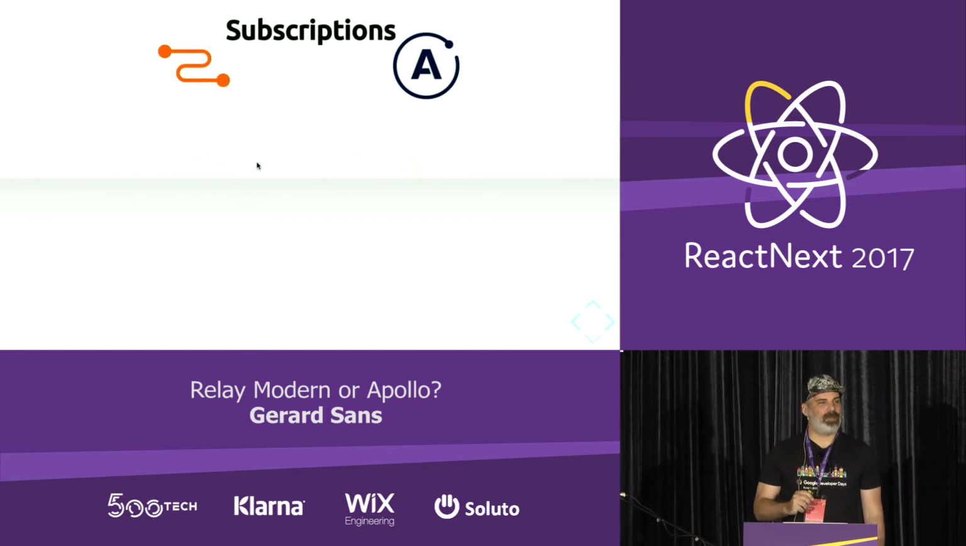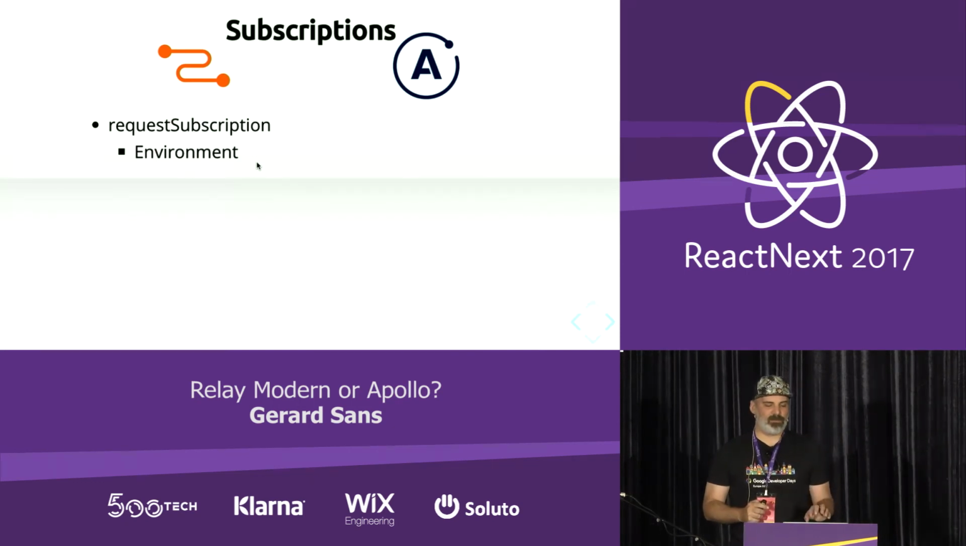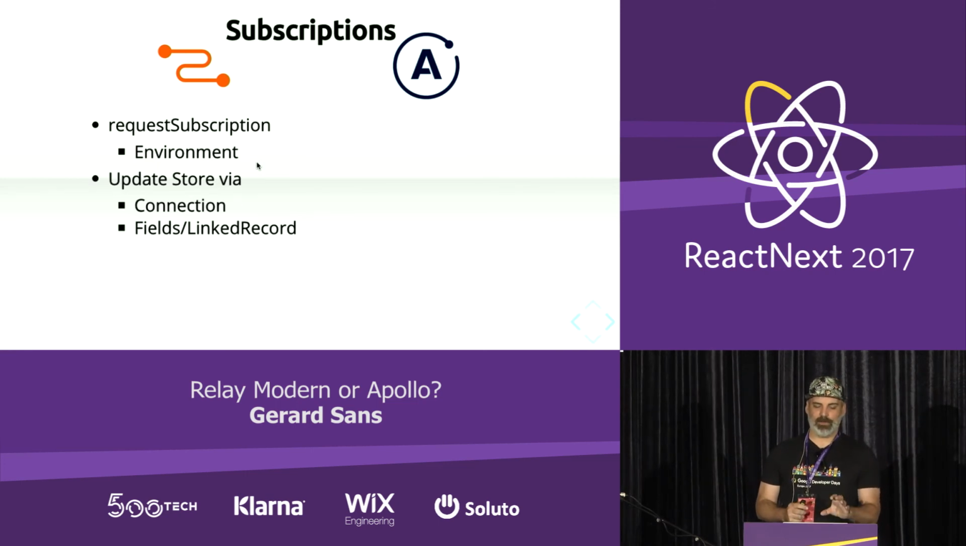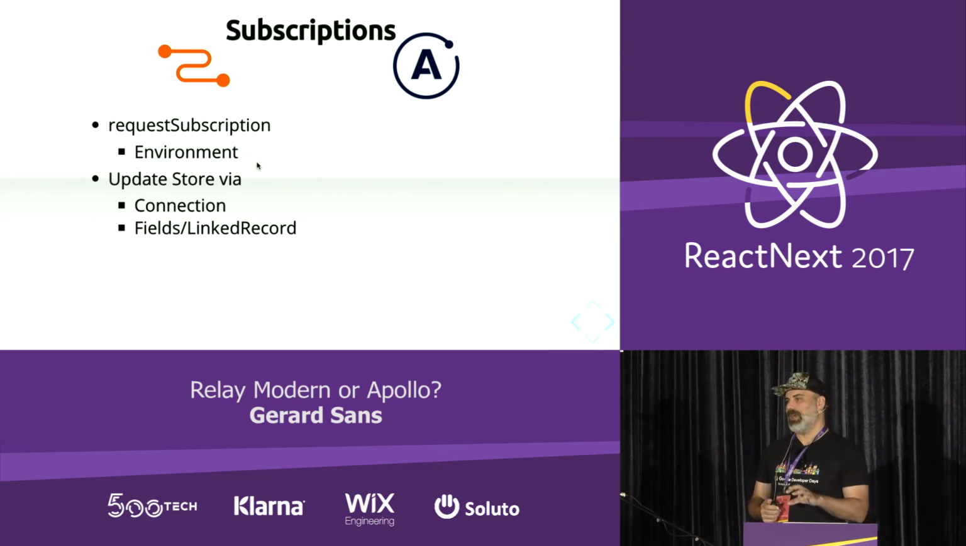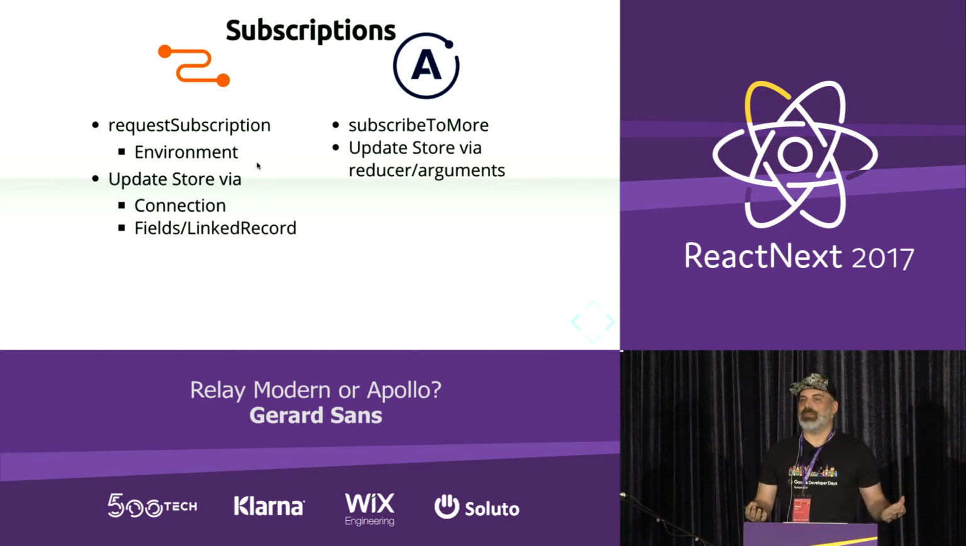Let's see how these two implementations differ. On Relay Modern, we have this request subscription, and as always, we pass the environment. And this will use the same approach that we use with mutations. So we have this connection and different APIs for records and fields. For Apollo Client, we are using subscribe to more, and also using the same approach that we use for Redux. So it's a little bit simpler.